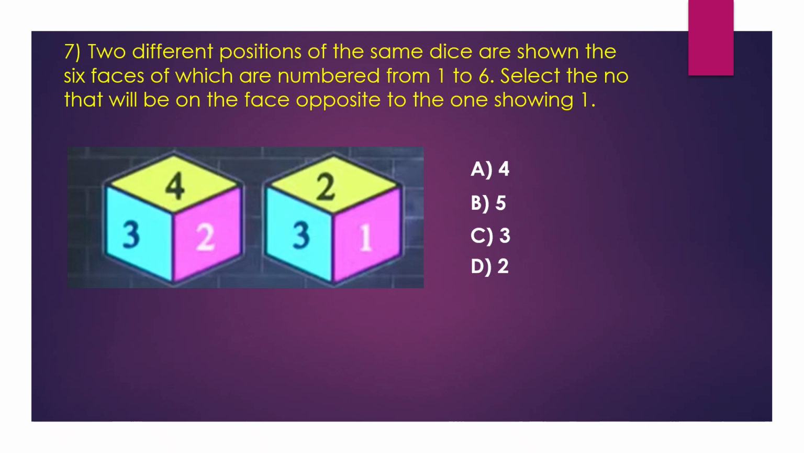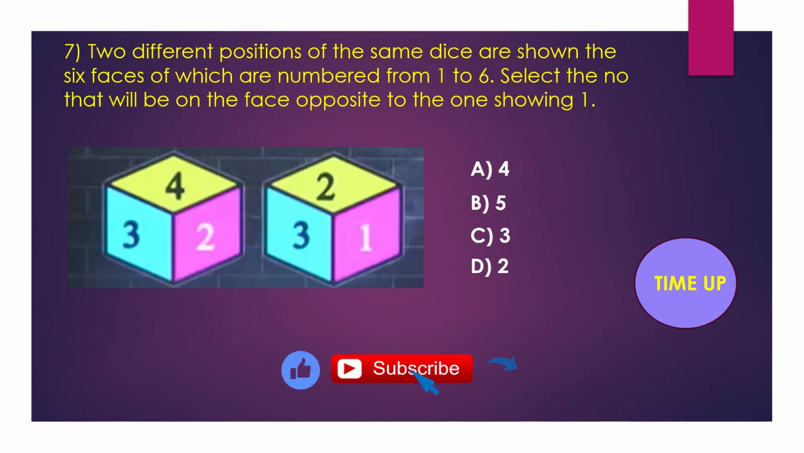Seventh one on your screen and your timer starts now. Time up. So what does the question say? Two different positions of the same dice are shown, the 6 faces of which are numbered from 1 to 6. Select the number that will be on the face opposite to the one showing 1.